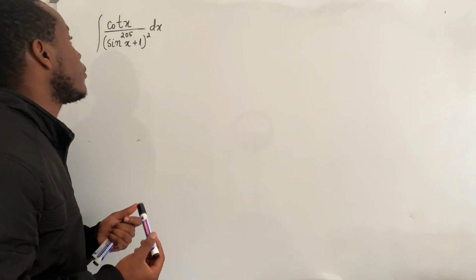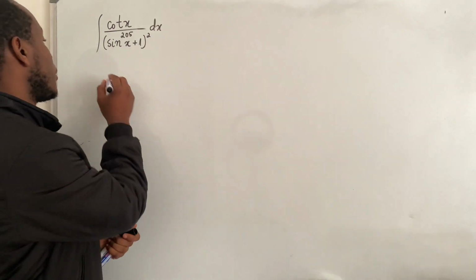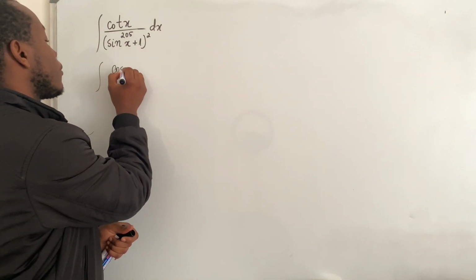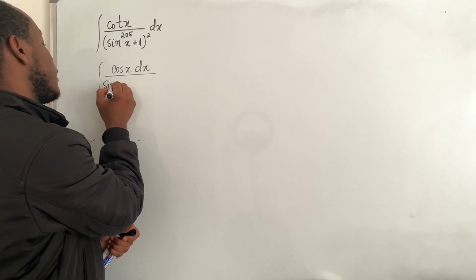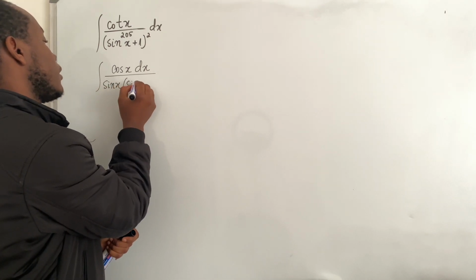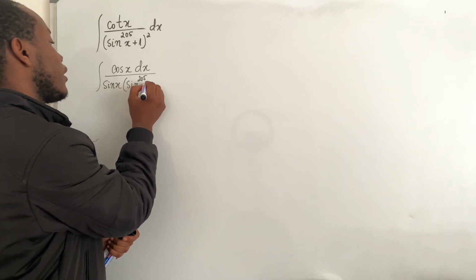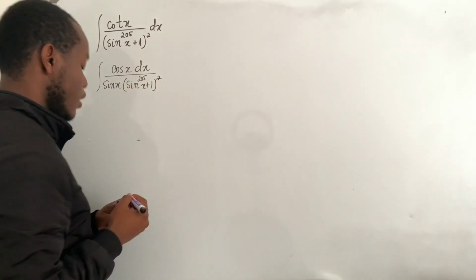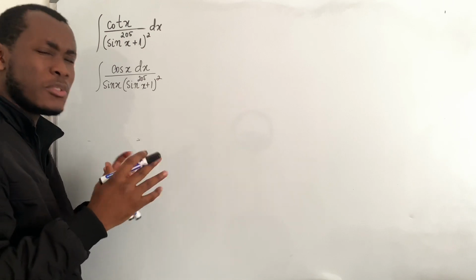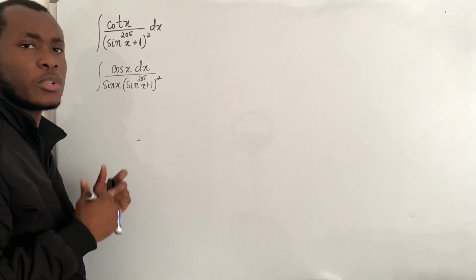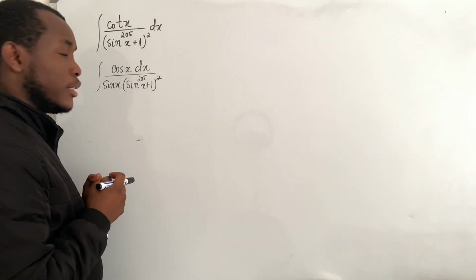We know that cotangent of x is cos over sine. So we're going to have integral of cos of x dx over sine x times sine to the power 205 x plus 1 squared. We know that the derivative of sine is cos and the derivative of cos is sine. Let's forget about the signs, whether it's negative or positive. We're going to deal with that later.